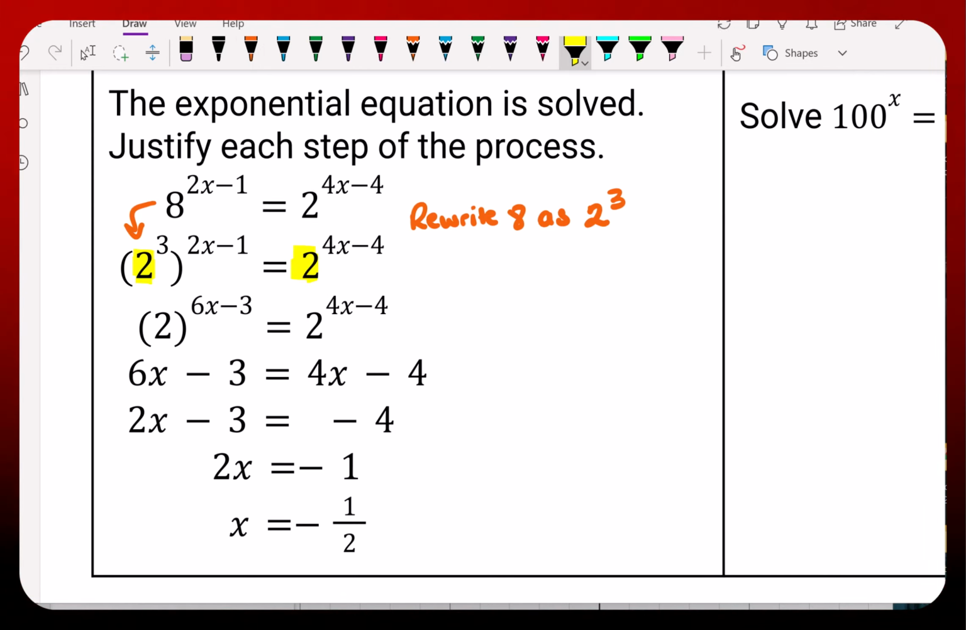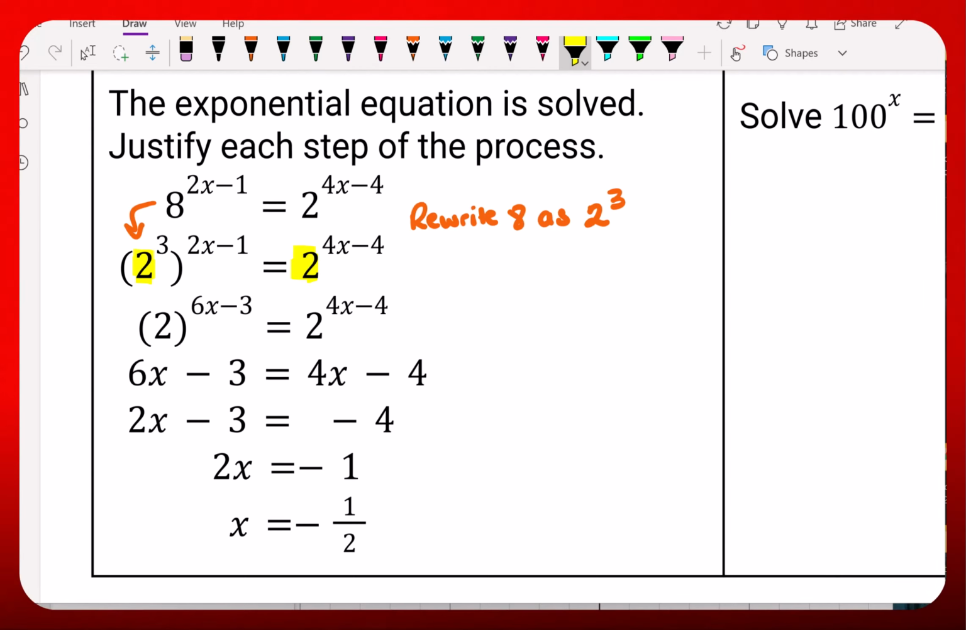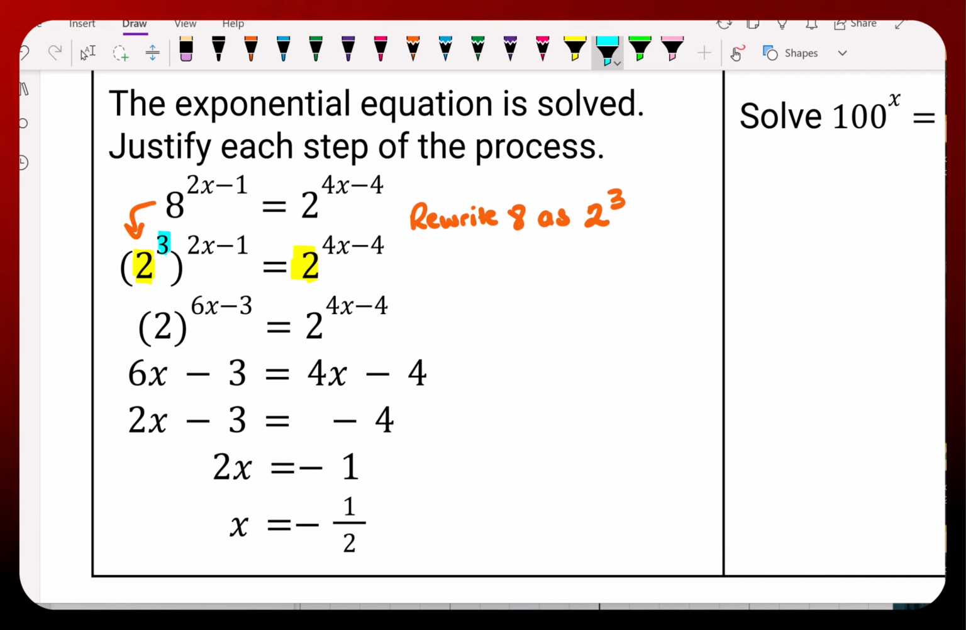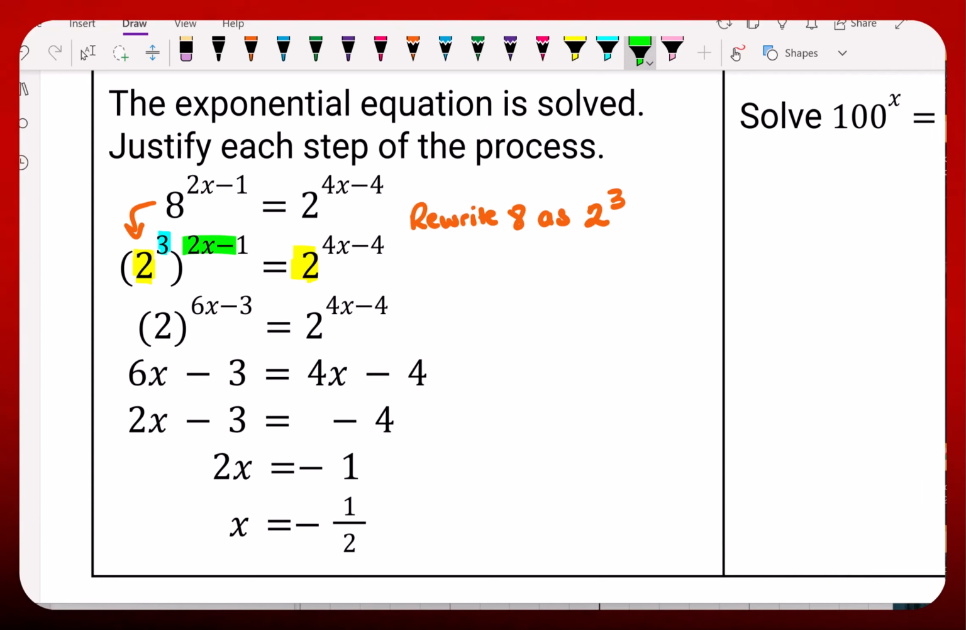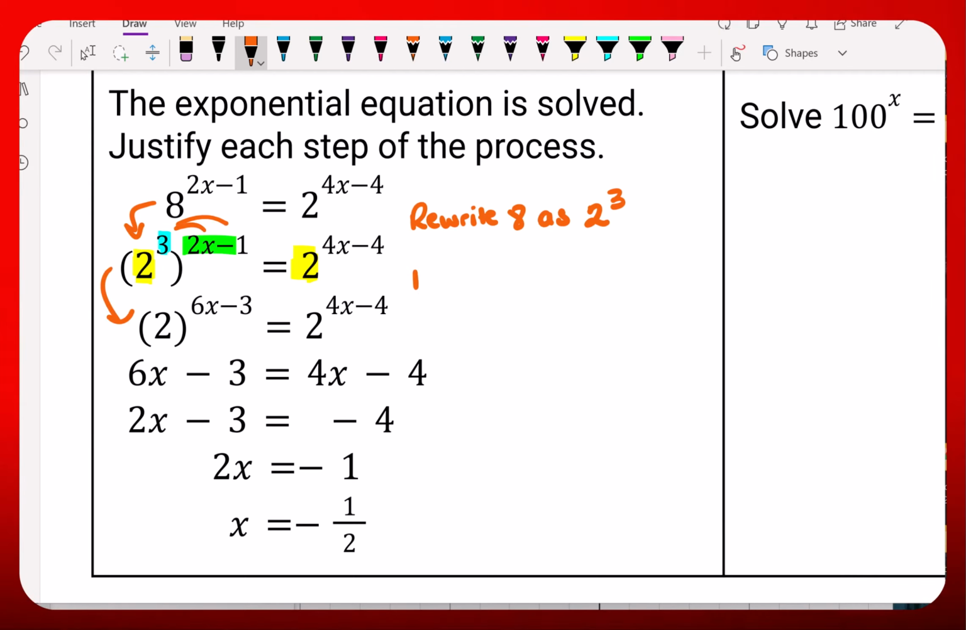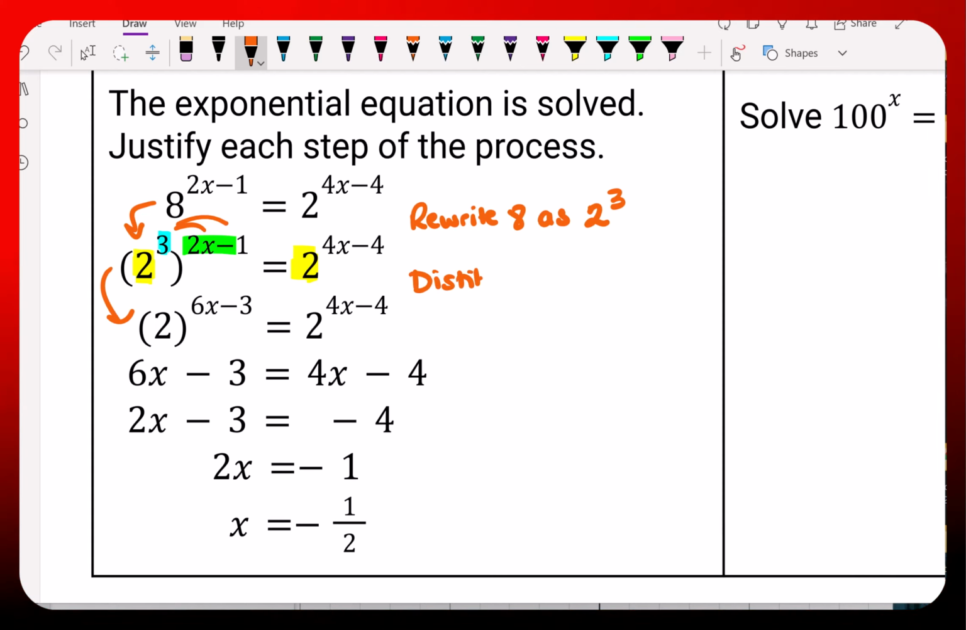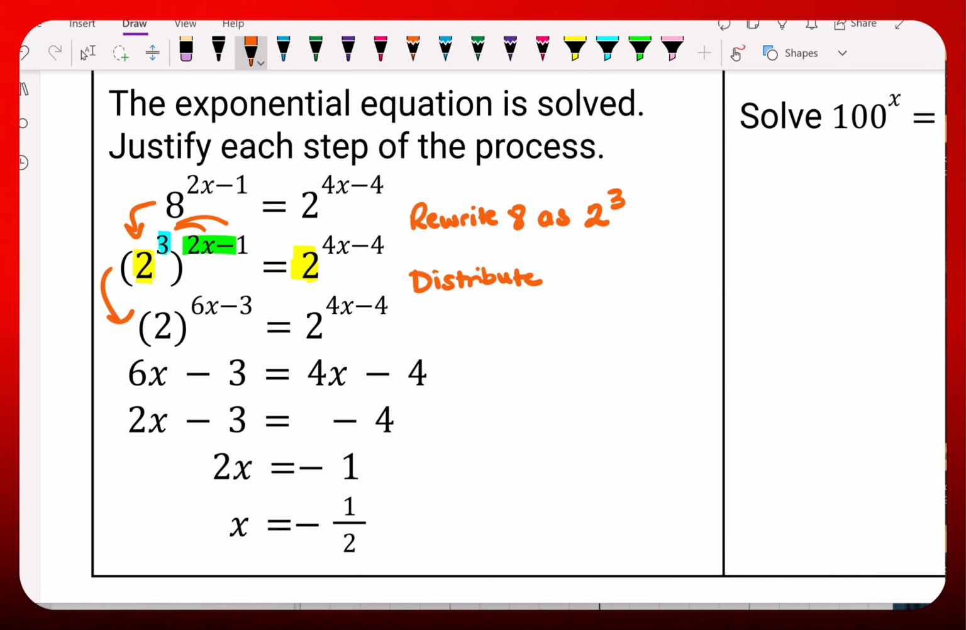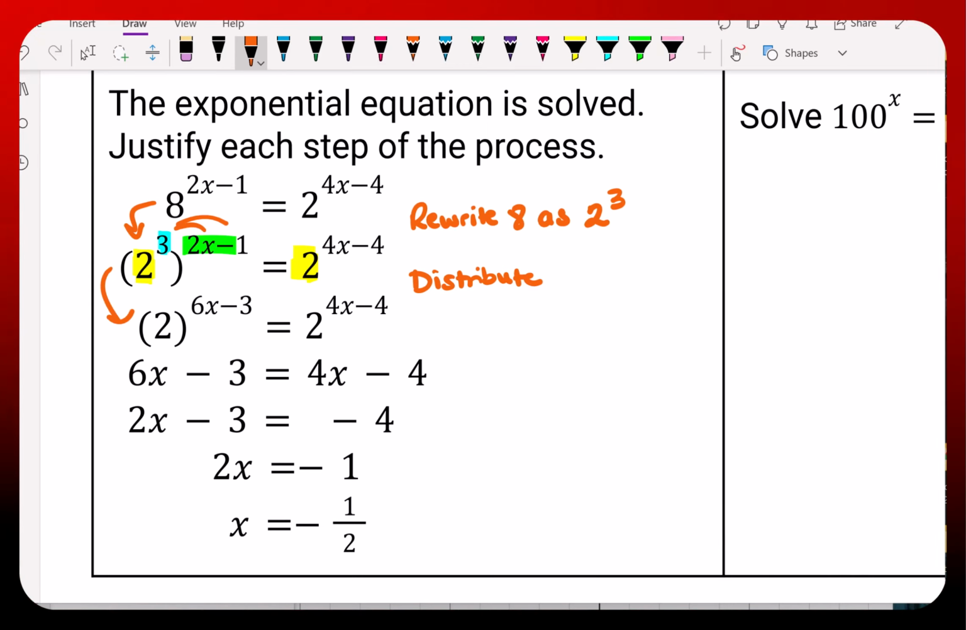We're almost done though. So when I wrote the 2 to the power of 3, you see how I've got a 3 and then I already had an existing exponent here? What you have to do is you have to distribute the 3 into the 2x and the minus 1. So we're going to distribute. Got to spell it right. And that gives us 6x minus 3.